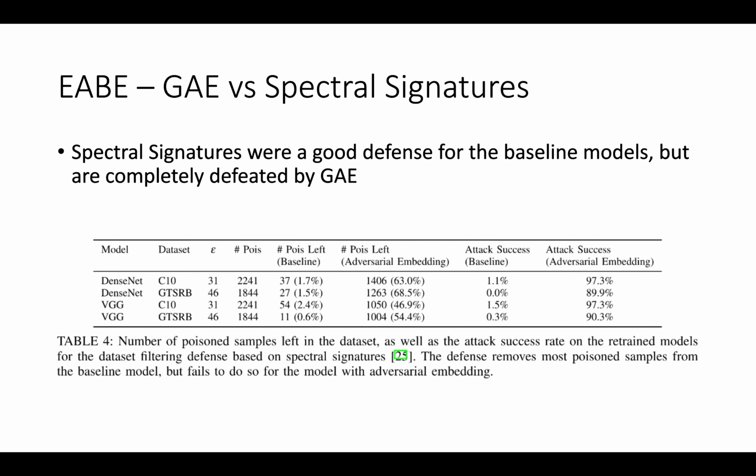Spectral signatures. So if you'll notice through this table here, spectral signatures are quite a good defense in this column here against the baseline models. But against adversarial embedding, it is a much different story here. So you can see the poisoned samples here in the dataset in the baseline model versus the poisoned samples left in the generalized adversarial embedding model. Spectral signatures has a much harder time distinguishing there.